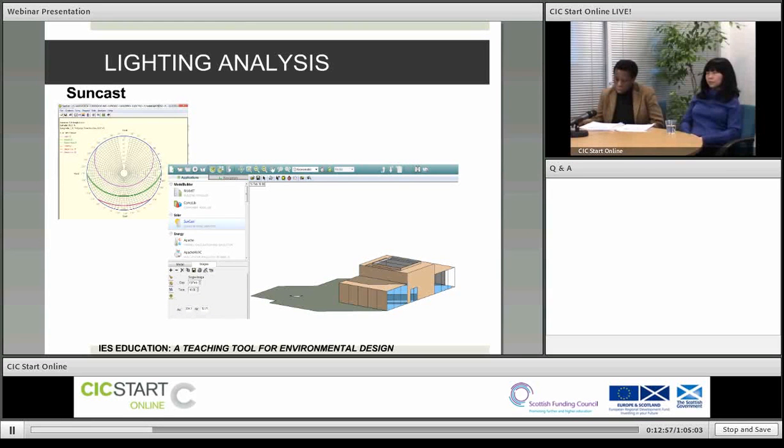So there's the sun path, and what you can do is take the same model, put in the data for the location and the climate, and plot very literally on an hourly or even a minute-by-minute basis what the sun would be doing. This is actually the Suncast tool within the lighting program. If we had the video, you could see how the shadow moves across the building over the period of a day and over different times.